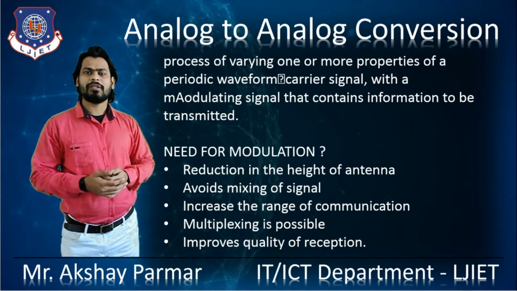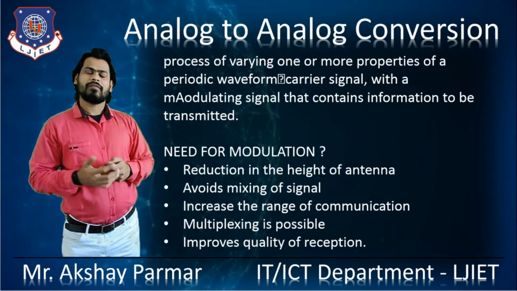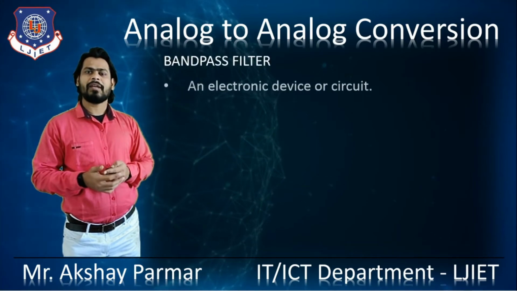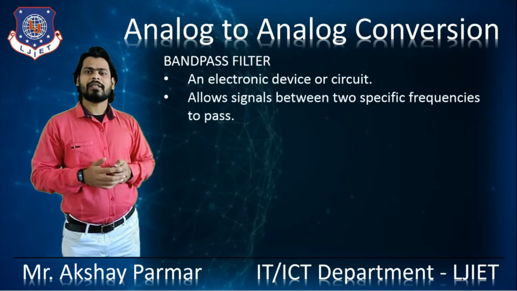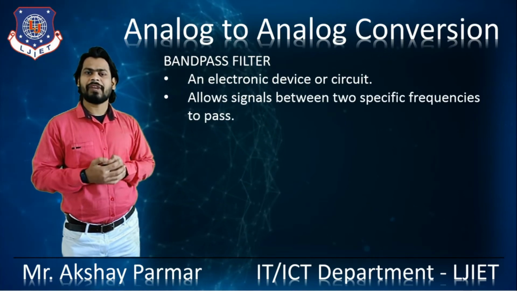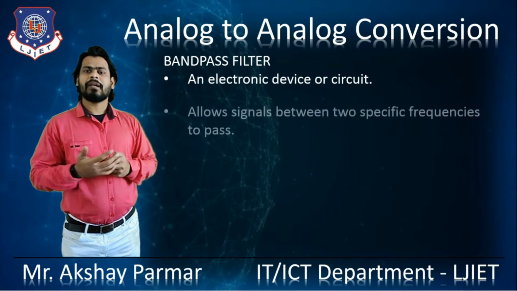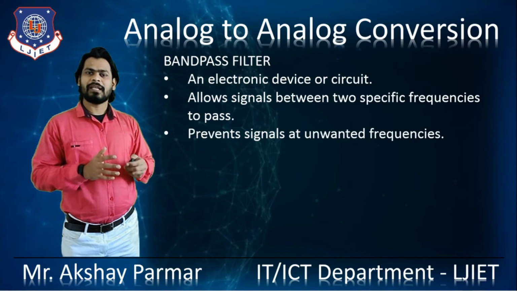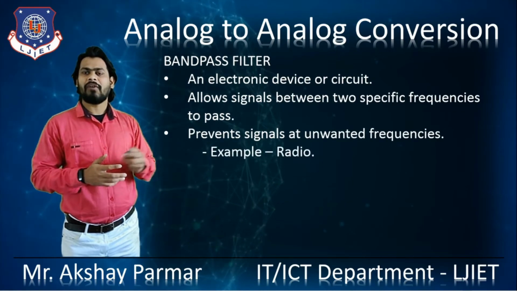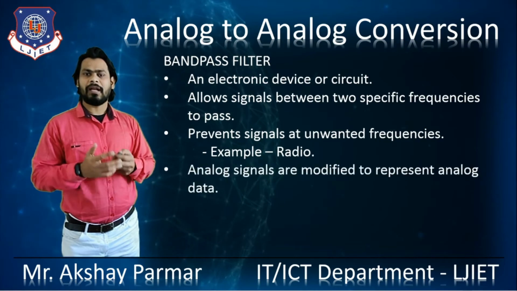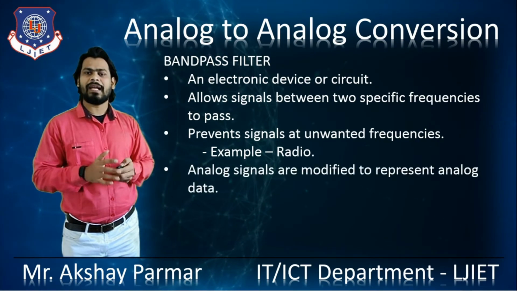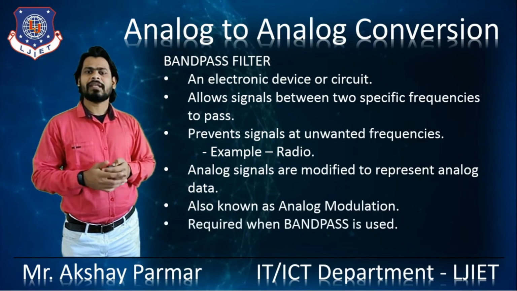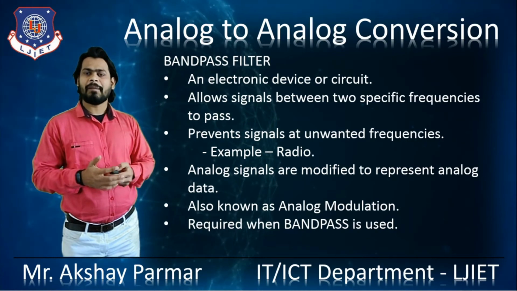So we have seen what modulation is, and we have seen its need. For that, we are using band pass filters. What is that? A band pass filter is an electronic device or circuit that allows signals between two specific frequencies to pass. It prevents signals at unwanted frequencies. For example, radio. Analog signals are modified to represent the analog data, and it is also known as analog modulation. It is required when a band pass is used.